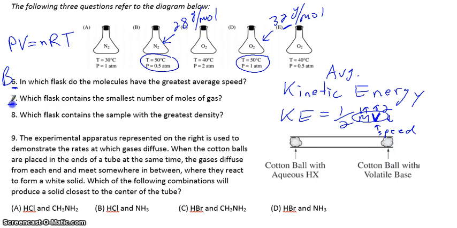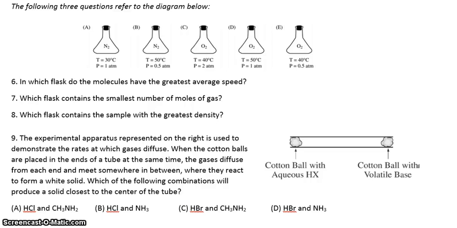Number 7 says, which flask contains the smallest number of moles of gas? So what we'll have to look at is pressure. So we're looking at the smallest number of moles. We're looking at these 2 flasks because they have the smallest pressure. Because pressure is an effect of how much gas you have. It's also an effect of temperature. So now, since their pressures are the same, we'll have to take a look at their temperatures. 50 degrees Celsius versus 40 degrees Celsius.